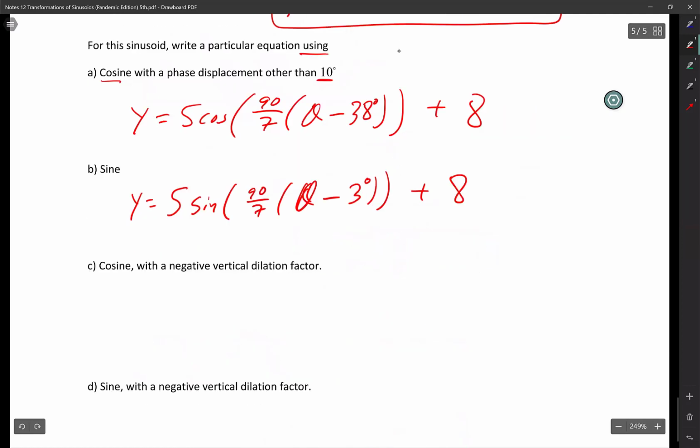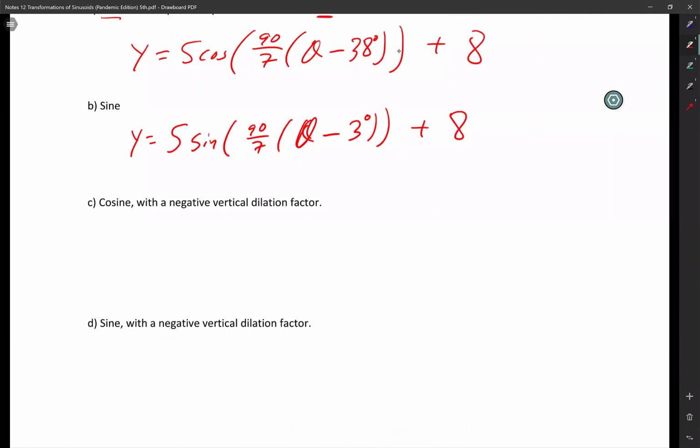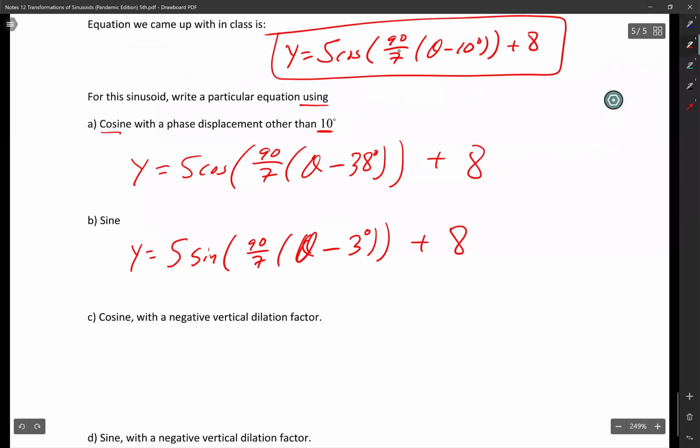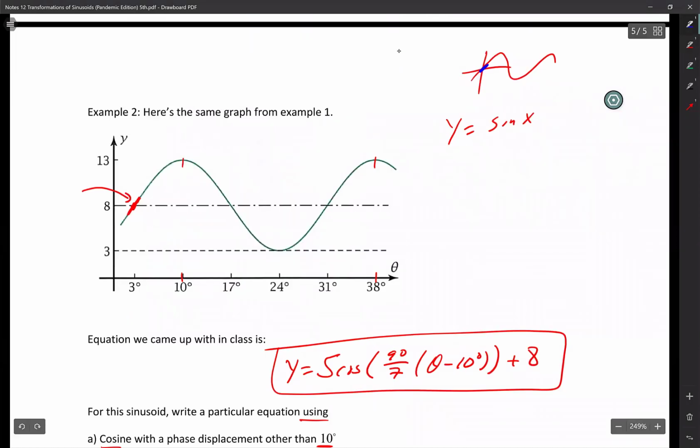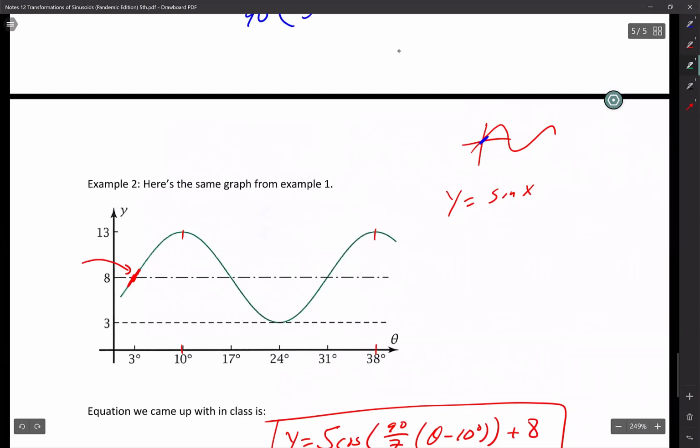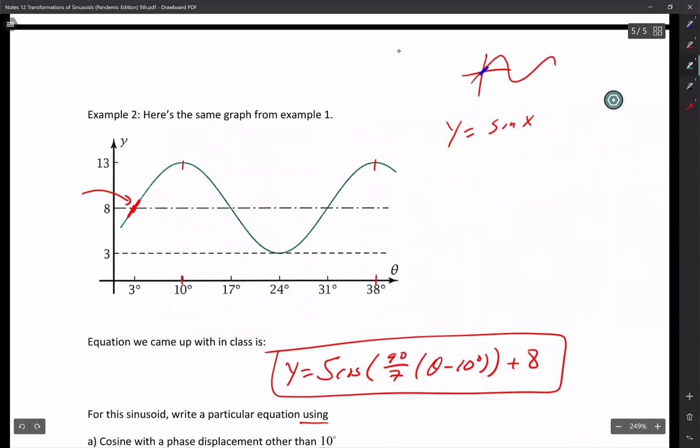All right. This time it wants cosine with a negative vertical dilation. Don't write anything down. Just listen. Do you guys agree that if I were to put a negative in the front, and we didn't do it, so I wish we would have done it on this one, how does that change this graph in green?